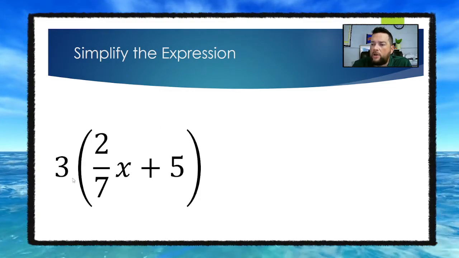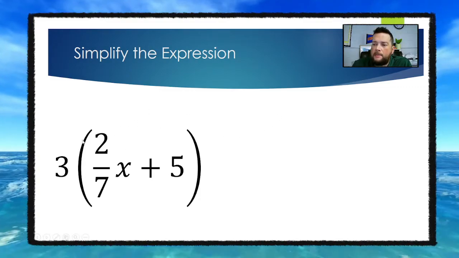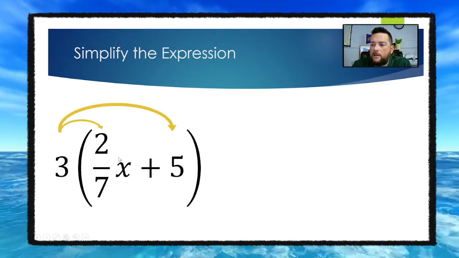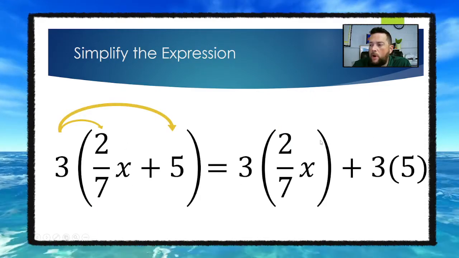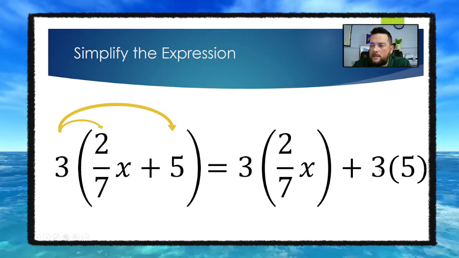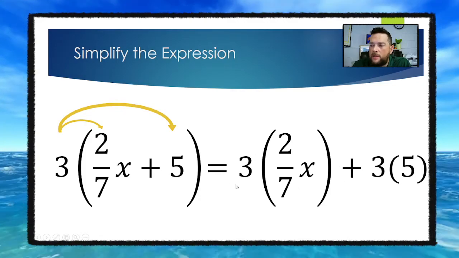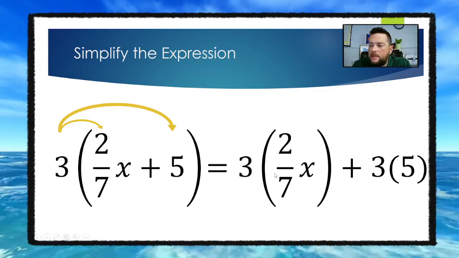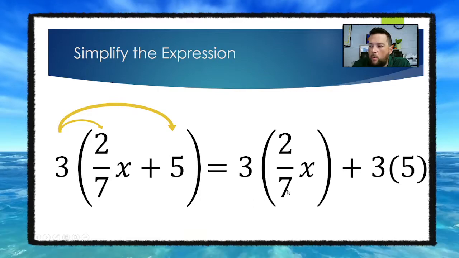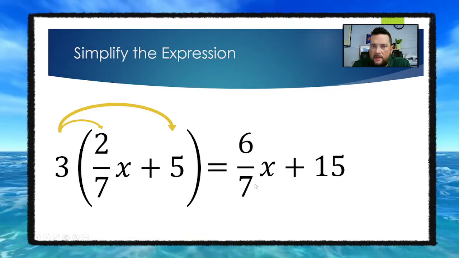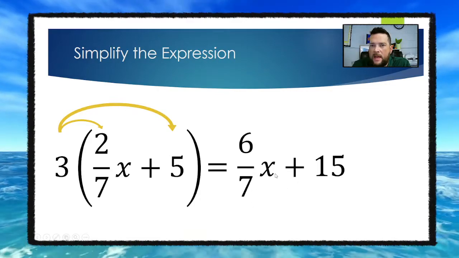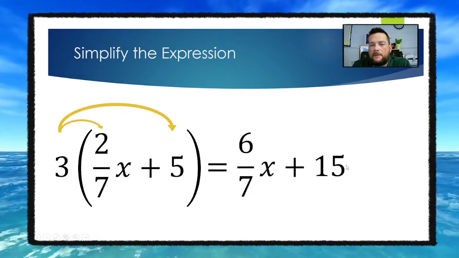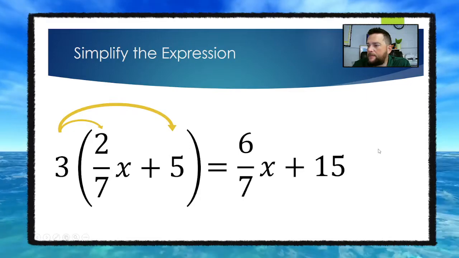All right, so we're going to distribute that 3 times the 2/7 x and 3 times 5. If I wrote it in expanded form, it would look like this. Then I could turn this 3 into a fraction, 3 over 1, multiply it by that 2/7, which 3 times 2 would be 6, and 1 times 7 would be 7, so 6/7 x. And then that final 3 times 5, that's going to be 15. That's what the answer is.